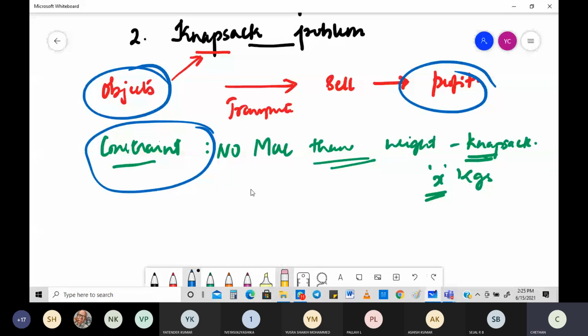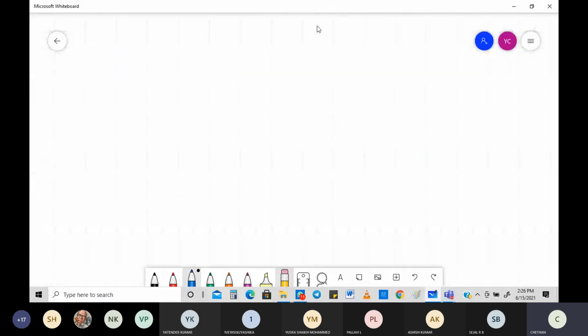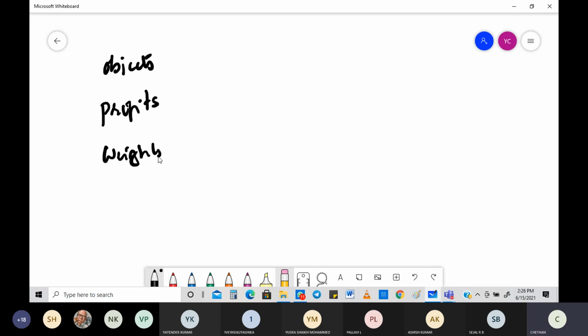Now, what is to be done here? We are going to take one example. I'm going to take a classic example which generally is there in your textbooks. Based on that, we'll get to know how it is all done. Once we know the example, probably later you will understand what I'm talking about. So let's take one example. What are the things that will be there in an example? First, you will be having something called objects. You will be having something called profits. And of course, you will be having something called weights.